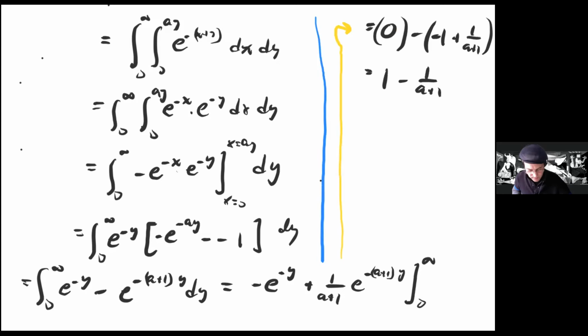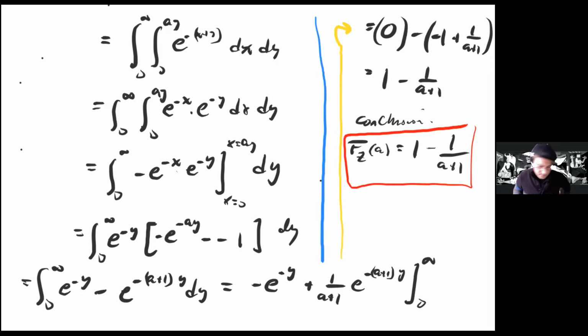So we've concluded, so the conclusion is that f sub z of a is equal to 1 minus 1 over a plus 1, which is what we needed to do. That's what we're asked to do in the problem. So that's the answer.